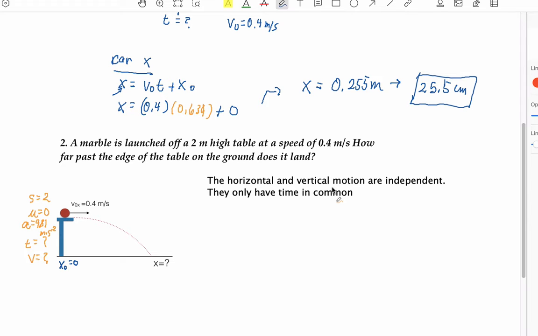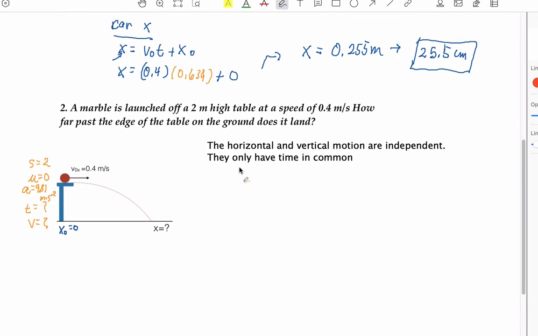Vertically, instead of the marble, we're going to call it falling. And here's the idea. Setting up SUVAT, we're going to get the time to fall. Let's get the time to fall using SUVAT. S is 2, u is 0. Be really careful. It's very tempting to say, no, wait, it's 0.4. Let's be clear, that's in the horizontal direction.